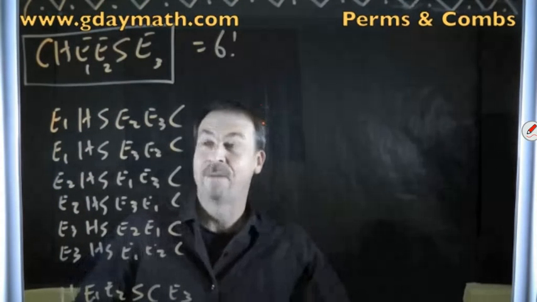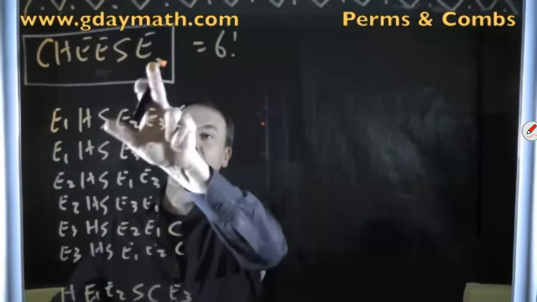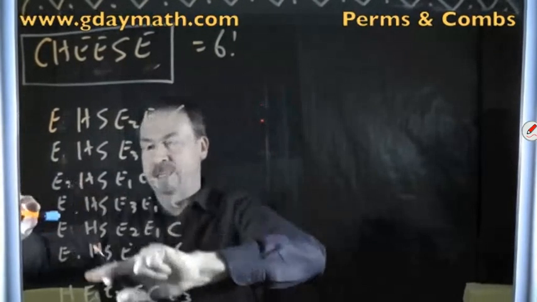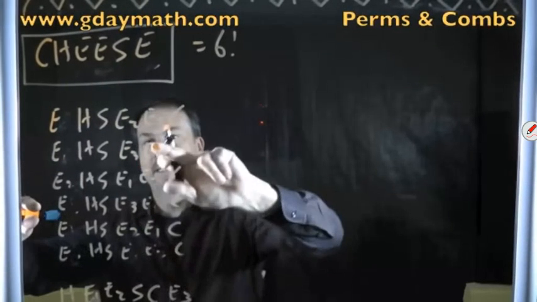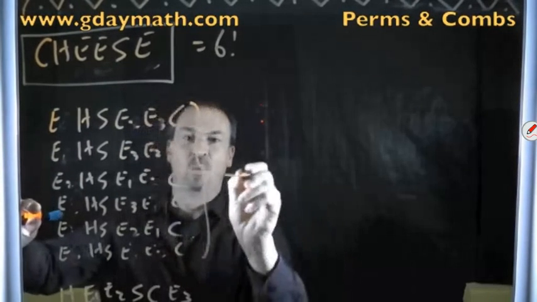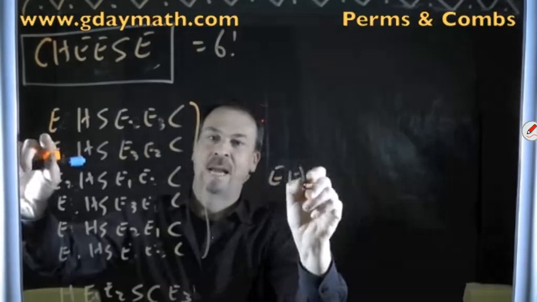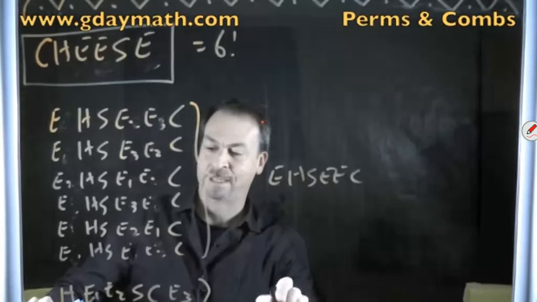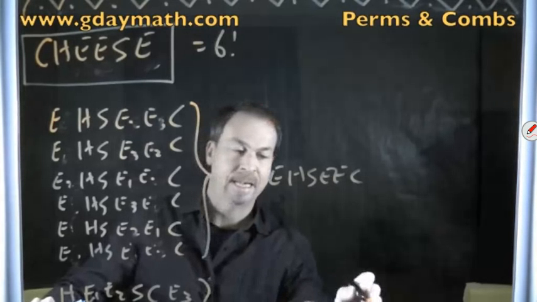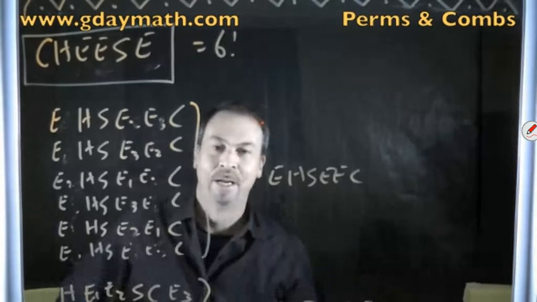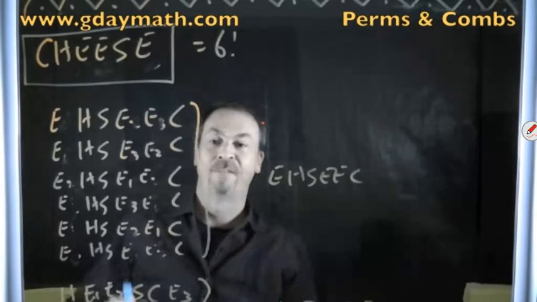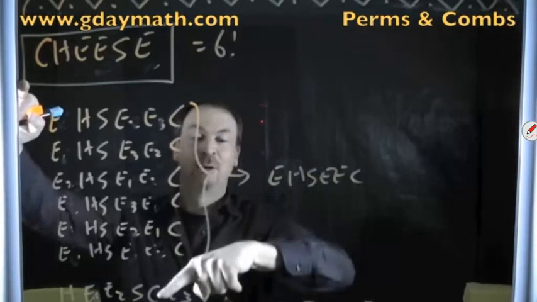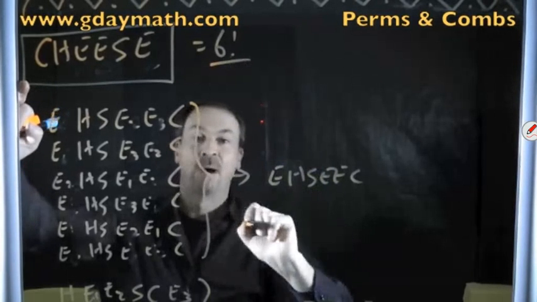So what happens if I get rid of those distinguishing features? Look at this group of 6. If I get rid of all the subscripts of the E's, you can see that all of these answers collapse into one basic answer: E, H, S, E, E, C. And this group of 6 will collapse to the answer H, E, E, S, C, E, and so on. So actually, everything collapses by a factor of 6. So my answer here is 6 factorial, which was for distinguished E's, divided by 6.